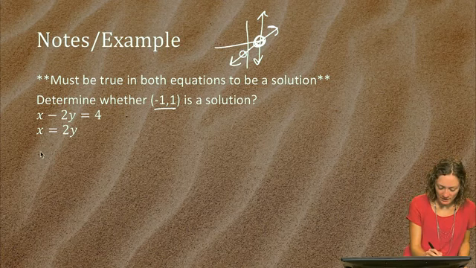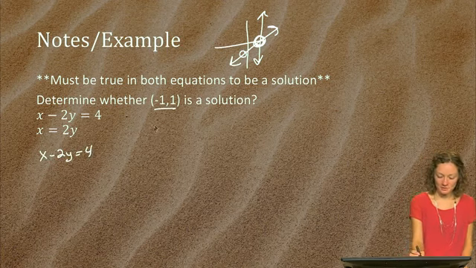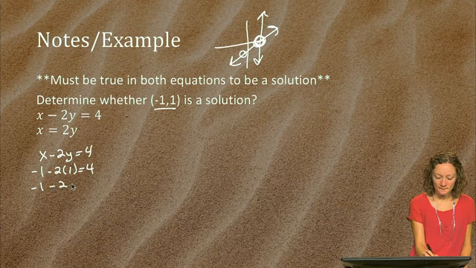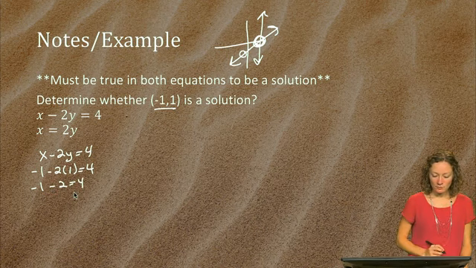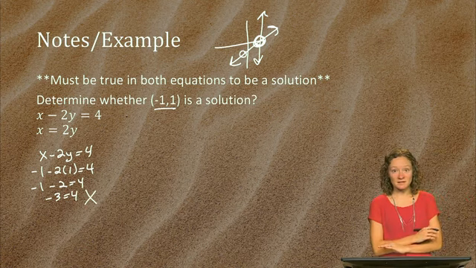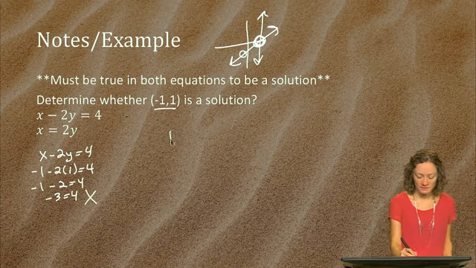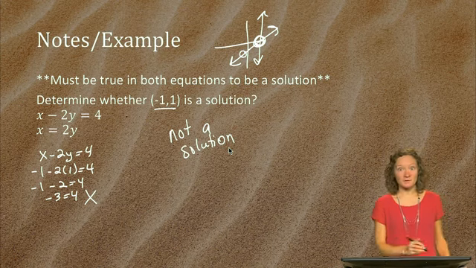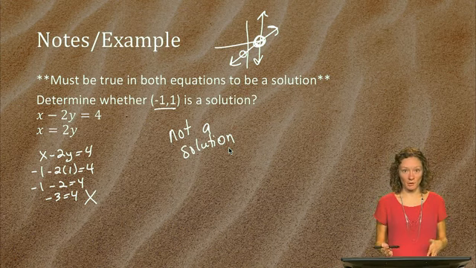All right, so we have x minus 2y equals 4. Let's test that one first. We have -1 for x minus 2 times 1 for y equals 4. We get -1 minus 2 equals 4, so -3 equals 4. That does not work, which means this is not a solution. If it doesn't work for one of them, then it definitely can't work for both.